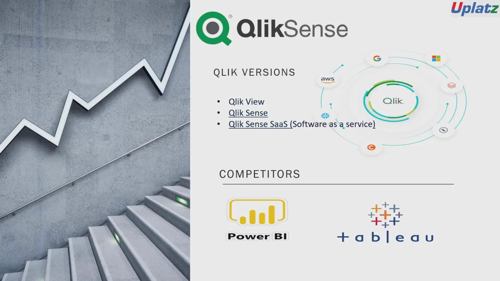Coming to the current version, Qlik Sense SaaS, which is a cloud version. This supports third-party tools. For example, you can't run third-party tools through Qlik Sense, but in the Qlik Sense SaaS version you are able to run third-party tools. The current competitors are Power BI and Tableau. In Power BI we can manage the ETL part partially along with reporting, but Tableau is purely for reporting only.